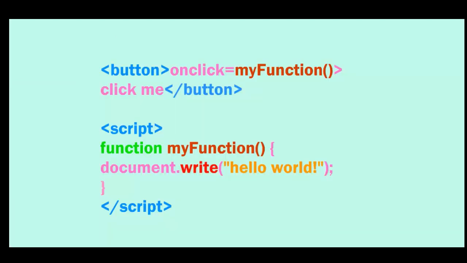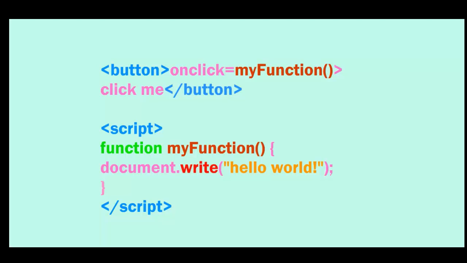Here's a JavaScript sample program. We made a button, and under the button we made a method called onClick and assigned it to myFunction. Under the script, we made a function called myFunction and defined it to document.write hello world. When we click on the button, it prints hello world.